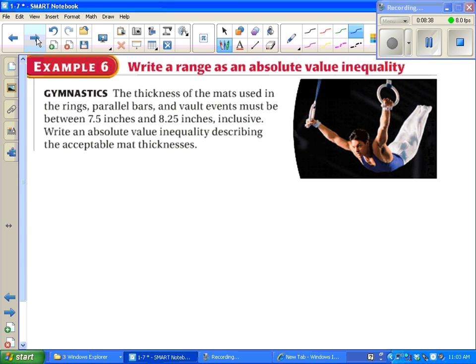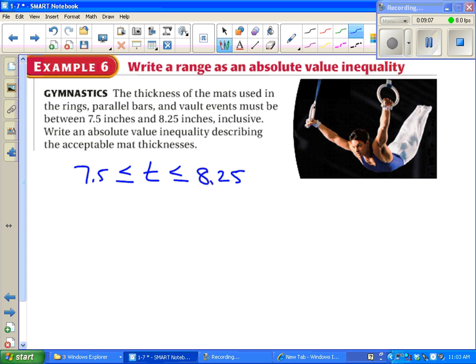Our last example is kind of the same as the one we just did, but looking at it a different way. It says the thickness of the mats used in the rings, parallel bars, and vault events must be between 7.5 inches and 8.25 inches. So we know the thickness needs to be between a certain two numbers. Notice that's kind of like we started with the final answer from the previous problem.